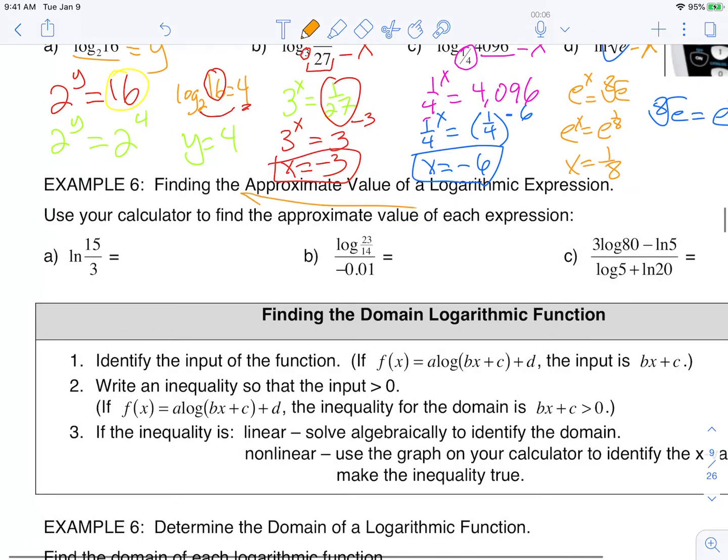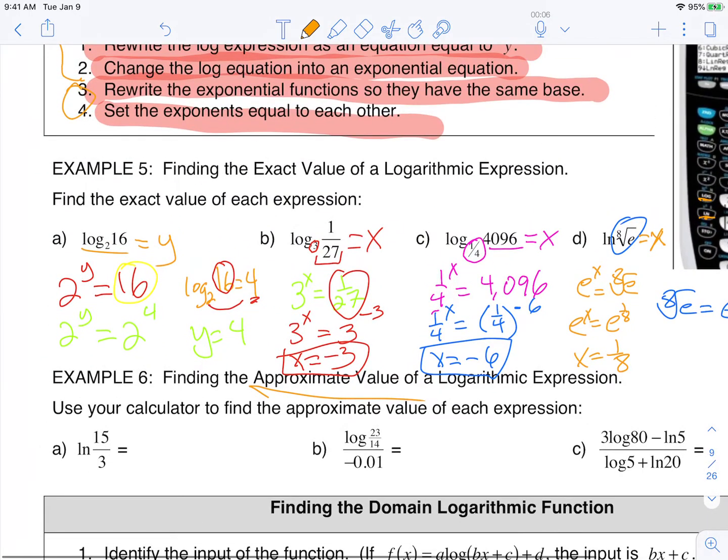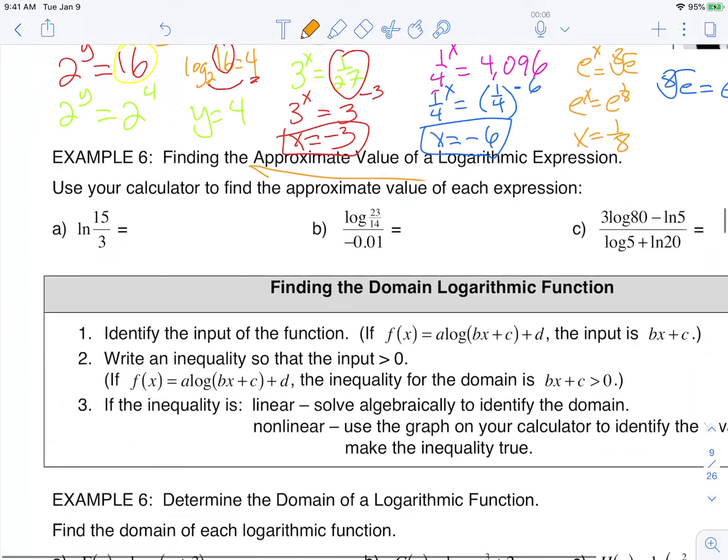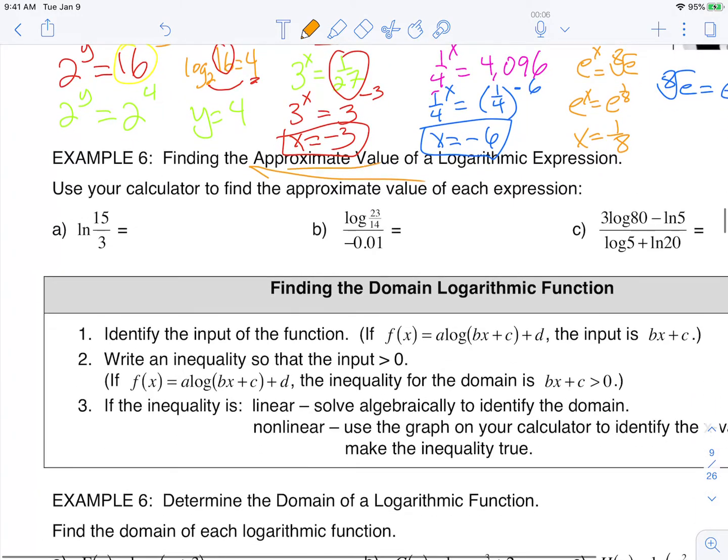Now here we're finding the approximate value. These are all exact values. That means if you use your calculator, if you figure out how to do that, more power to you. You're going to get a whole number or integer answer. Over here, it's approximate, which means you're going to practice using your calculator.